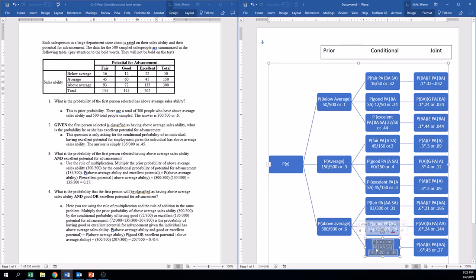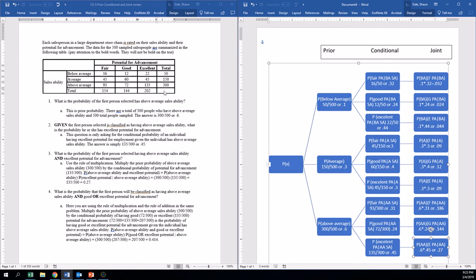So this is saying, out of everyone, what is the probability that they're going to have both of these? In order to do this, you have to multiply the prior by the conditional to give you the joint. So the prior probability multiplied by the conditional probability gives you the joint, or 0.6 multiplied by 0.45, or you can also just say it's 0.27.